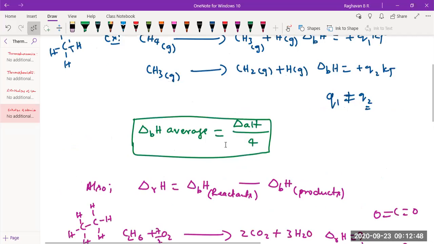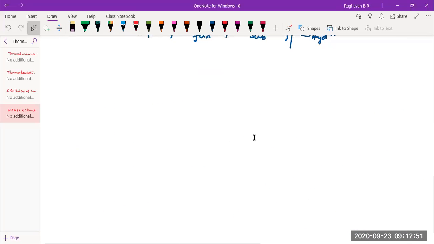So in our next class, we are going to take up Hess's law and Lavoisier-Laplace law.